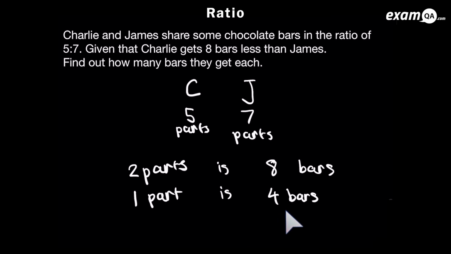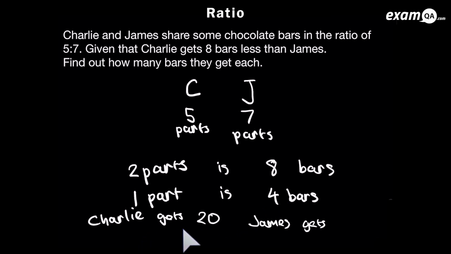Now it's going to be really easy to work out how much they get each. So Charlie gets 5 parts. So you need to do 5 times 4. And 5 times 4 is 20. And James gets 7 parts. So if 1 part is 4, it's going to be 7 times 4, which is 28.